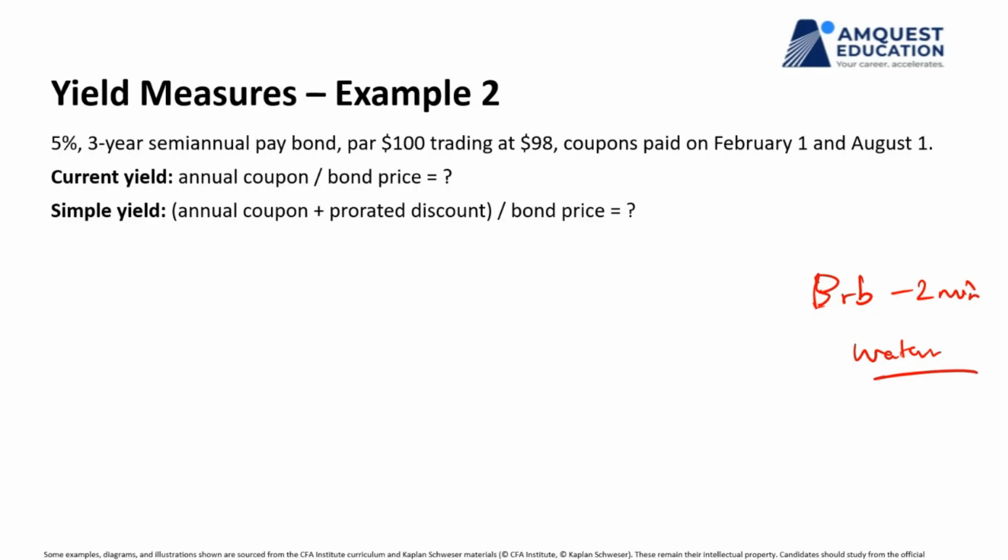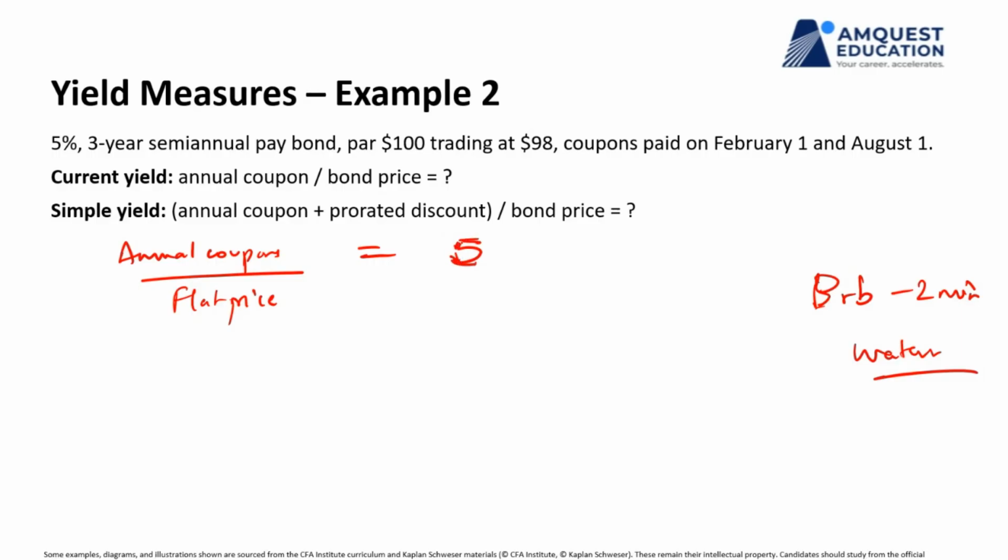Any answers? So for the first one, it is 1.0204. Okay, so current yield, the formula is annual coupons divided by the flat price or the price of the bond. Now, what are the annual coupons here? It is a 5% bond, right? So annual coupons are 5. That is for sure.